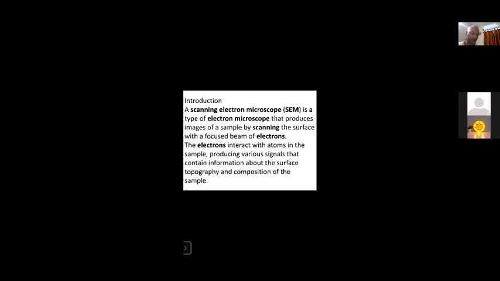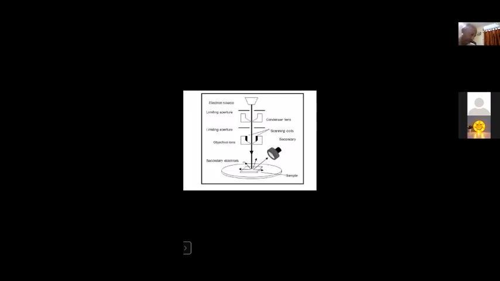Scanning electron microscope, introduction. A scanning electron microscope is a type of electron microscope that produces images of a sample by scanning the surface with a focused beam of electrons. The electrons interact with atoms in the sample, producing various signals that contain information about the surface topography and composition of the sample. This is the diagram of a scanning electron microscope.